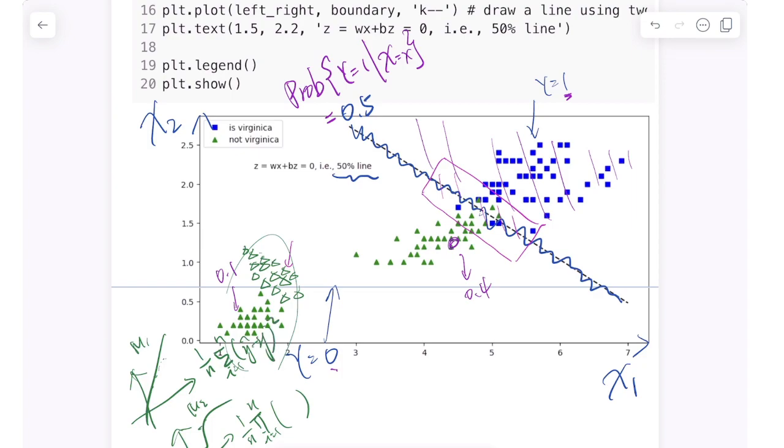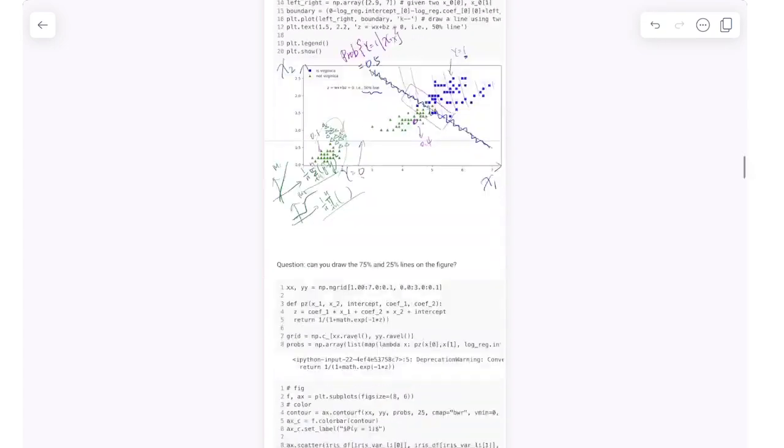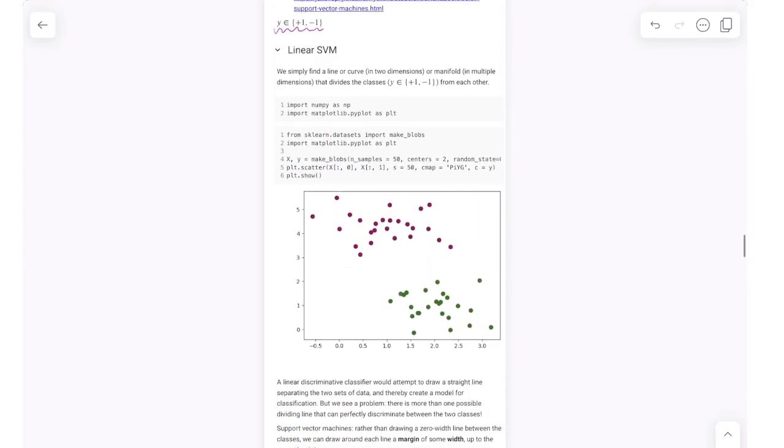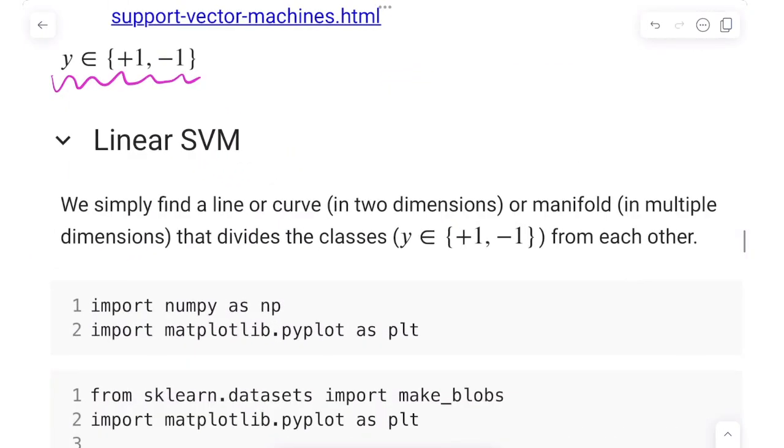because their evaluation function, which is MSE or maximum likelihood, has to consider all data points. But SVM does not do so. So let's take a look at the concept of support vector machine.